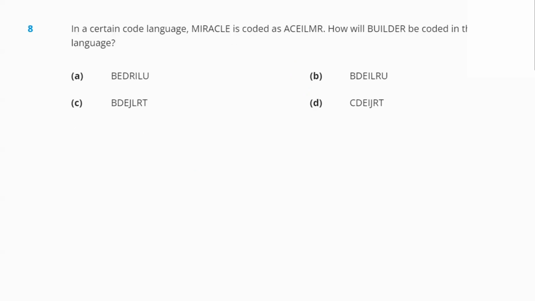In a certain code language, MIRACLE is coded as ACEILMR. How will BUILDER be coded in the same code language? Let's first write MIRACLE, and the code is ACEILMR. If we try to mismatch or something, we can't write. But one pattern I can see here is that these letters are arranged in alphabetical order. A comes first, then C, then E, then I.